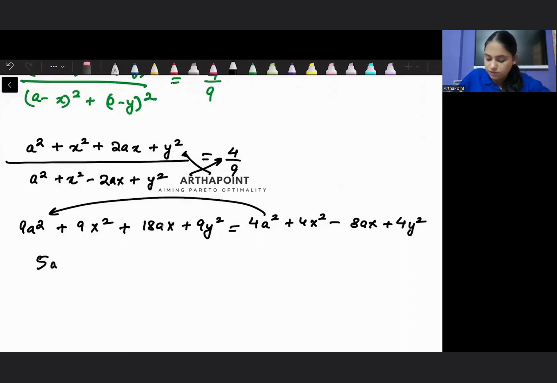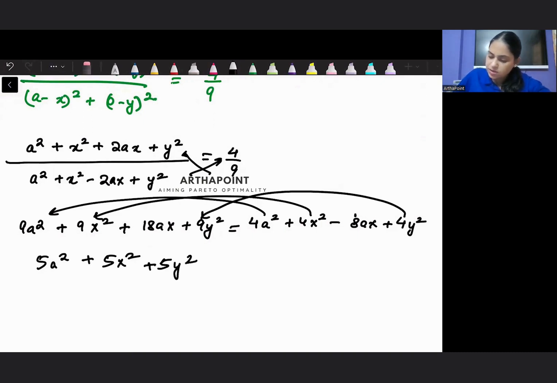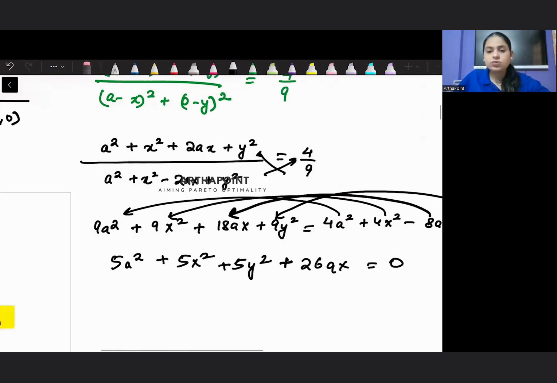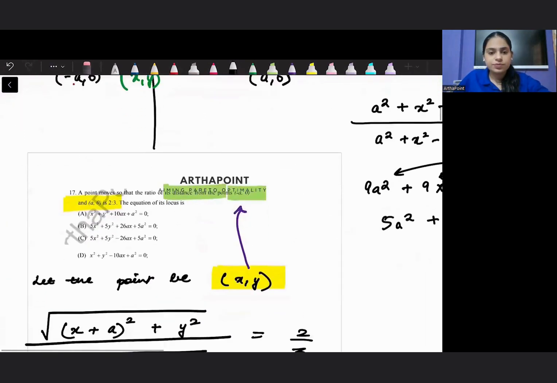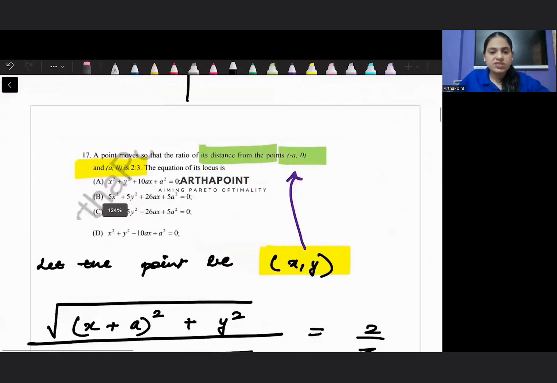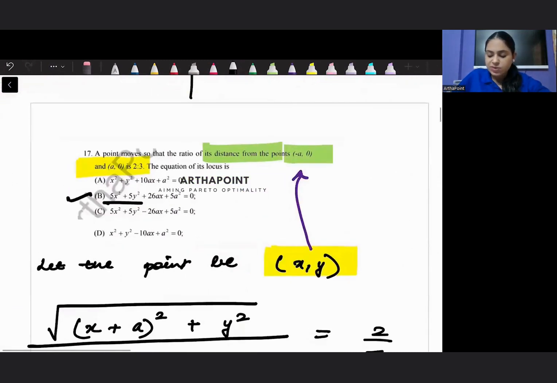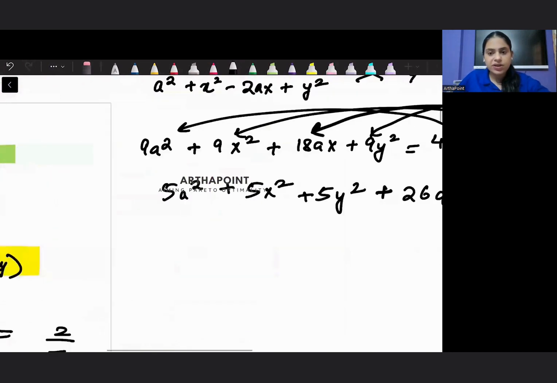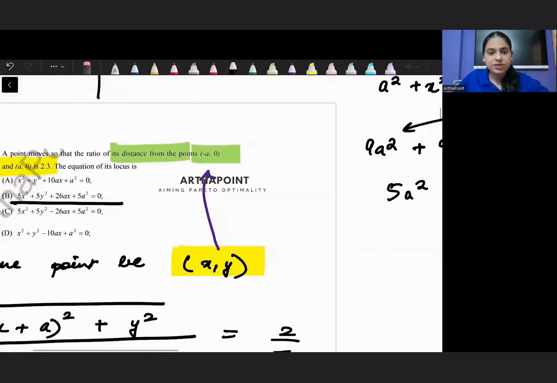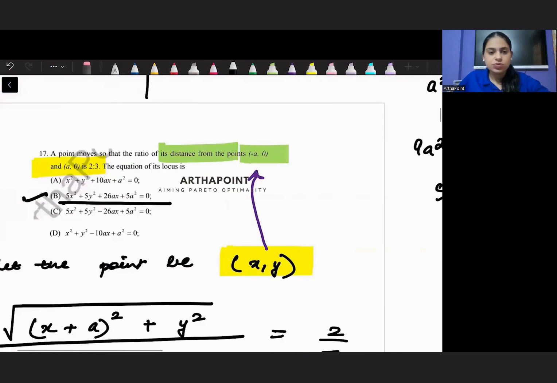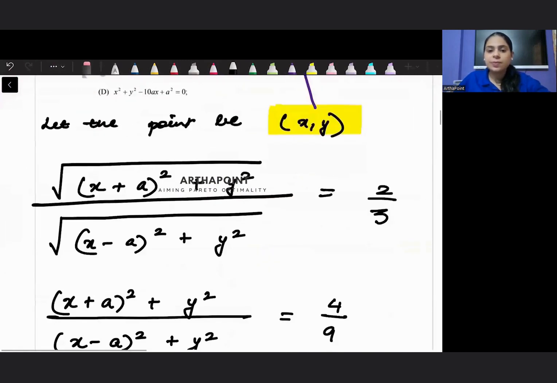This will go here, 5a square. This will go here, plus 5x square. This will go here, plus 5y square. This will go here, plus 26ax equal to 0. So answer will be B. 5x square plus 5y square plus 26ax plus 5a square will be 0. So B seems to be the right answer. Okay.